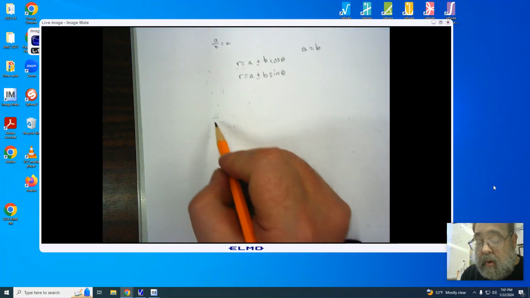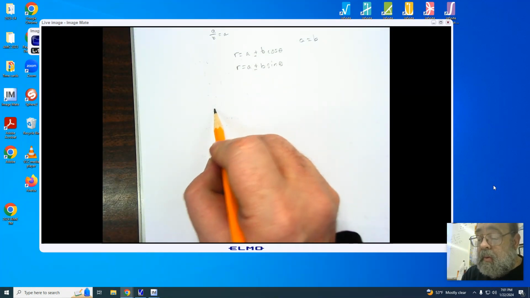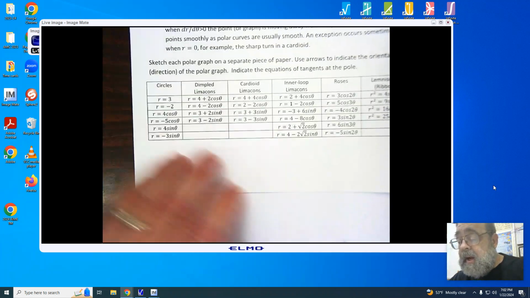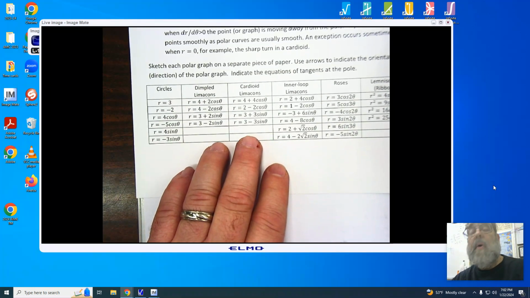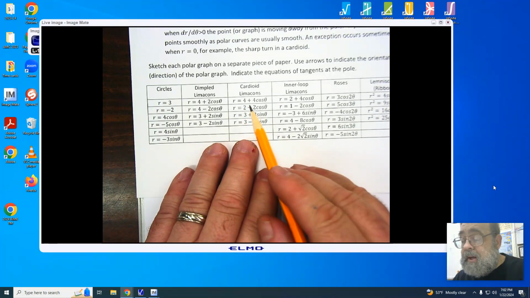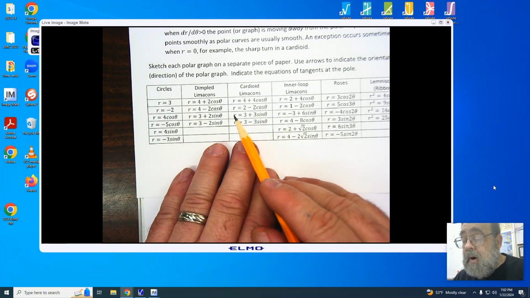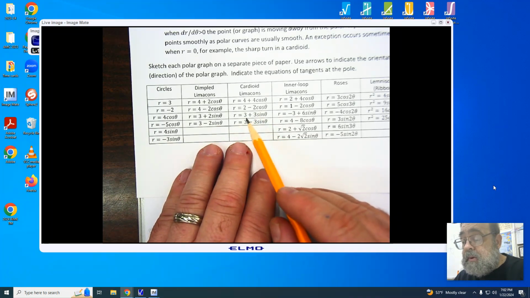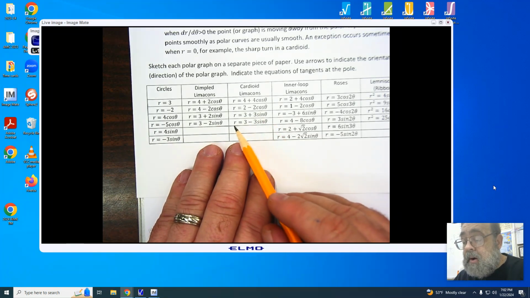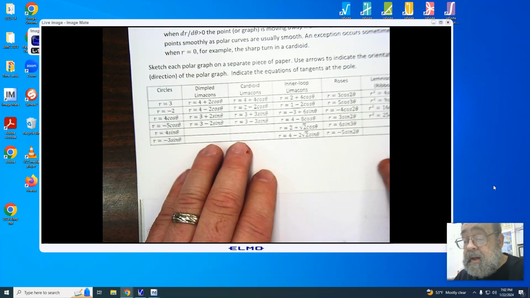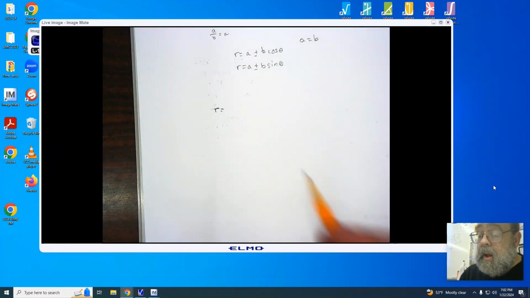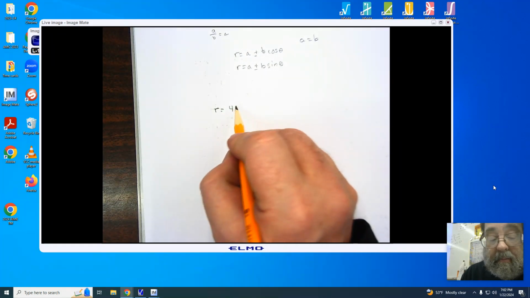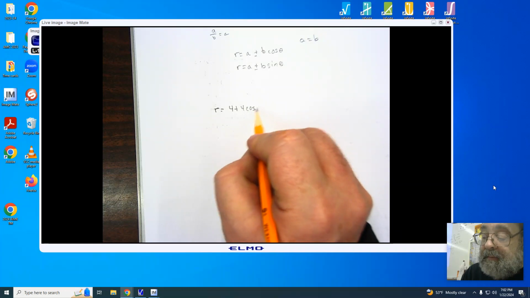Now, the graphs that I'm going to be working with are the graphs that I gave you the worksheet on. They look like this. I'm going to be taking a look first at the basic cardioids, and I'm going to work with r equals 4 plus 4 cosine theta, r equals 2 minus 2 cosine theta, r equals 3 plus 3 sine theta, and r equals 3 minus 3 sine theta. So let's go ahead and take a look at our first one, 4 plus 4 cosine of theta.